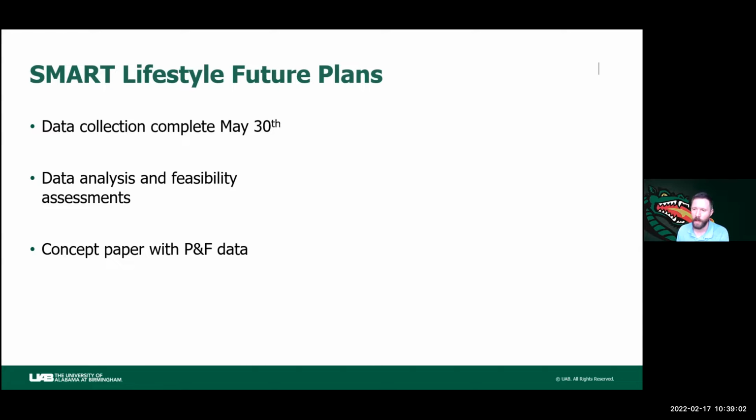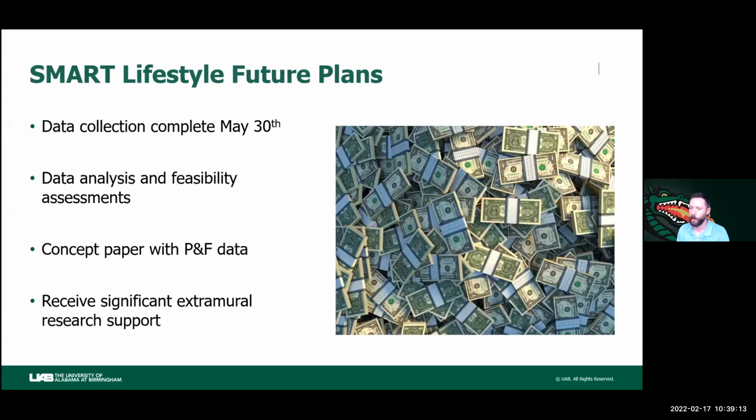We're actually planning to write a concept paper to bring in some of these ideas about how we're thinking about obesity, but then also co-presenting that with some of the pilot and feasibility data from Smart Lifestyle. And then, of course, the goal is to get someone to give us a pile of money to continue this line of research and do a fully powered optimization trial.